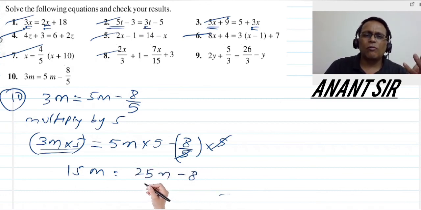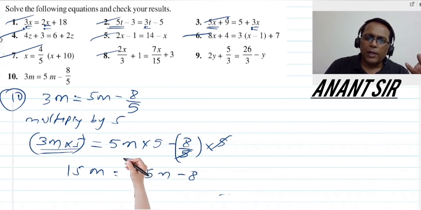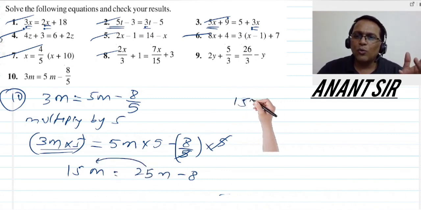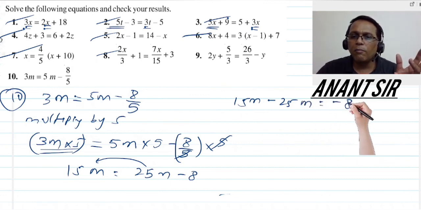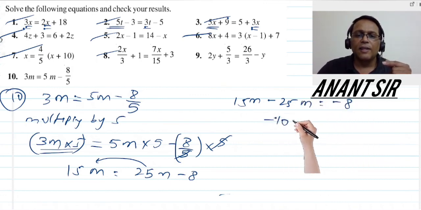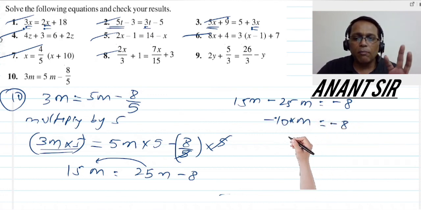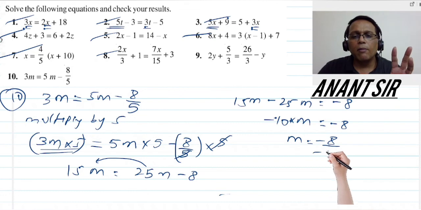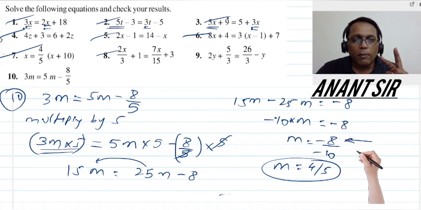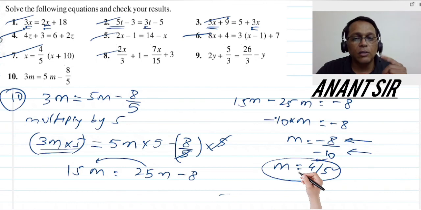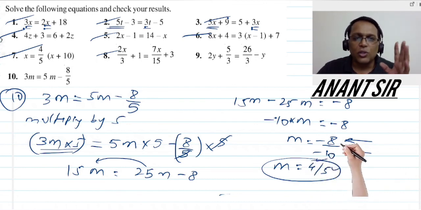Now, very easy to solve. I am taking this on other side. So 15m as it is, plus 25 became minus 25m, minus 8 as it is. So this is minus 10m equals minus 8. There is multiplication between minus 10 and m. Multiply will become divide. Minus minus will become plus. And I am dividing both by 2. 2 4s are 8, 2 5s are 10. Minus minus became plus. So this is our final answer, students.